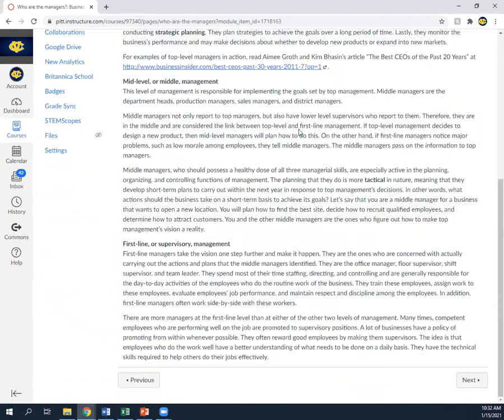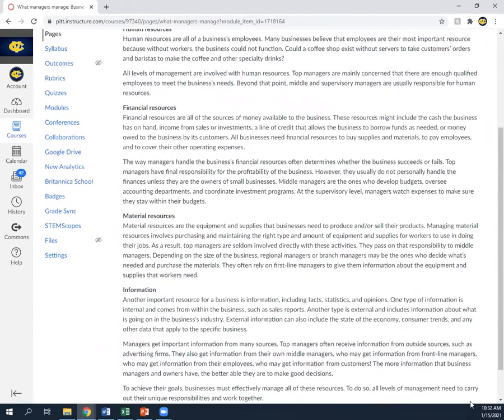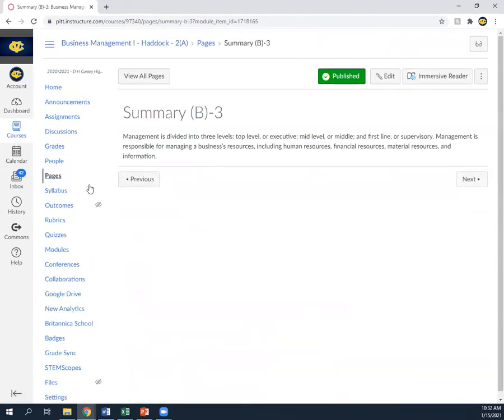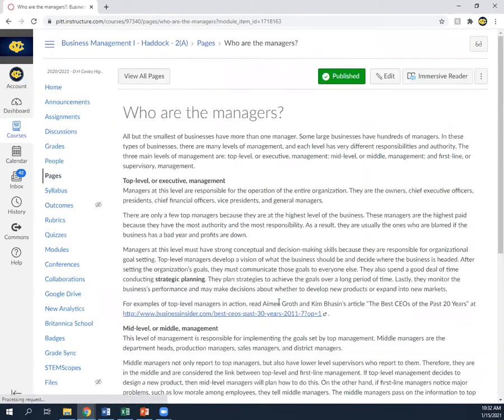So we're going to go over who are managers, and then we're going to go over what managers manage. And then we got the summary. So it's literally only like two pages' worth of information, and I'm just going to read over it for you. I think this is the best way to do it. It's basically like going over a PowerPoint. This one's just been a little bit more boring because there really hasn't been any pictures or any cool bulleted points. So let's go ahead and talk about this.